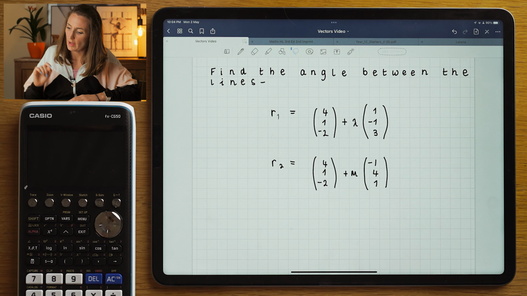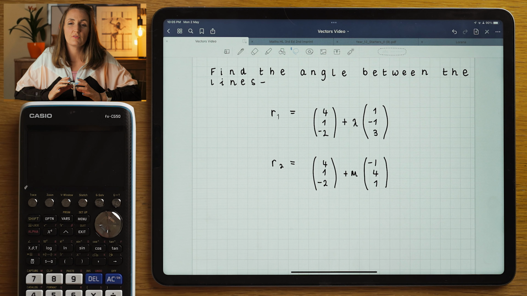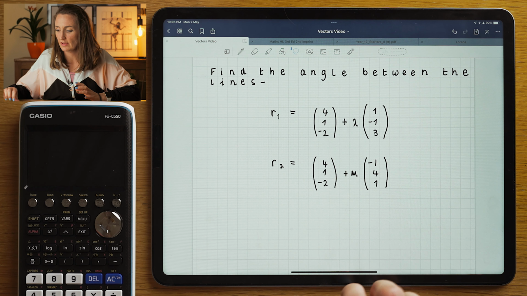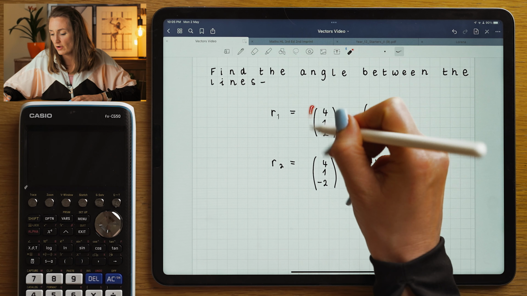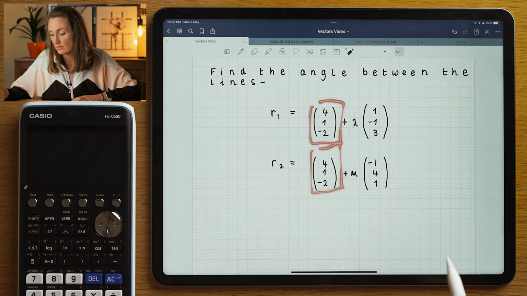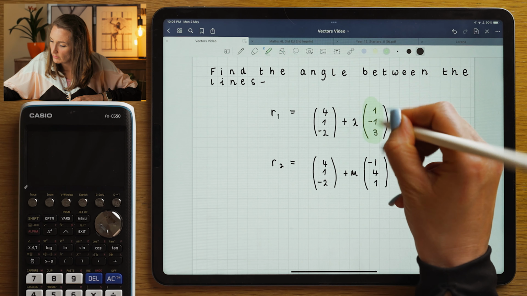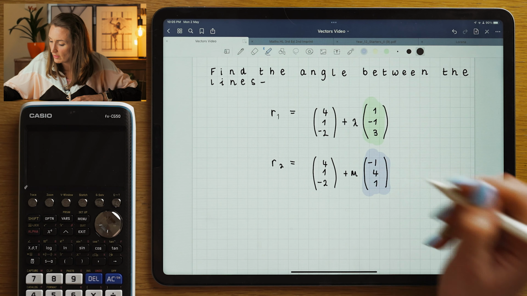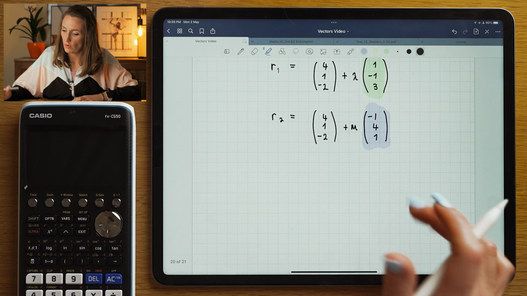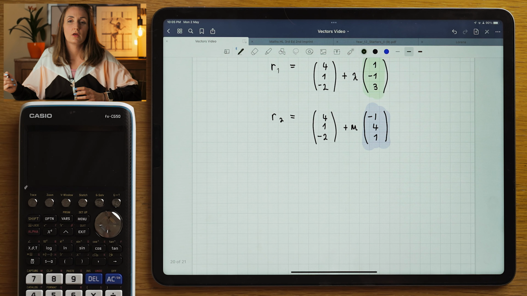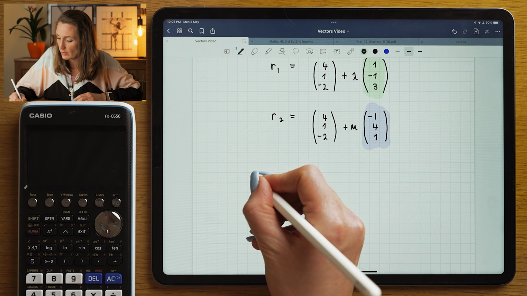So here are the two lines, and what you're going to do is find the angle between the direction vectors. The first point is just where the line starts, and that's not really important. What you want to do is find the angle between this vector and this vector. So how do we find the angle between two vectors? Well, we're going to use the dot product.